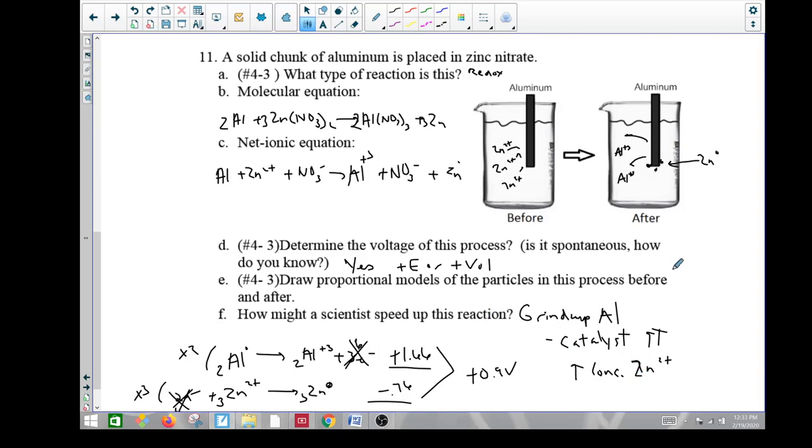Spectator ions here, just so you're aware, the zinc is the only spectator ion in this process.